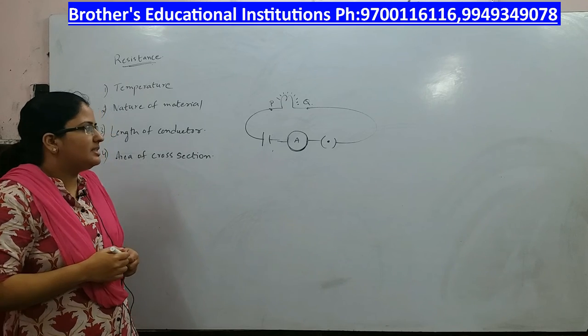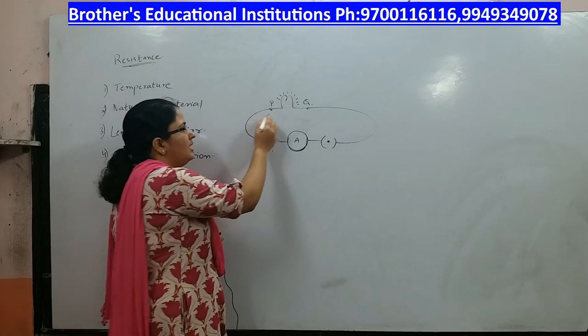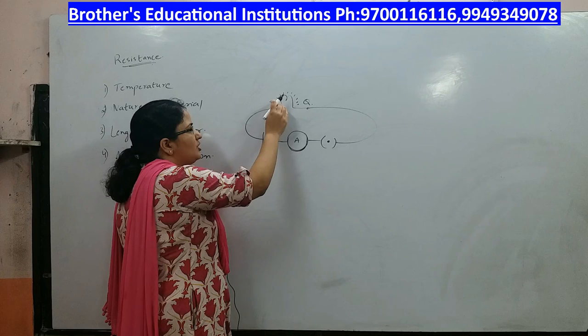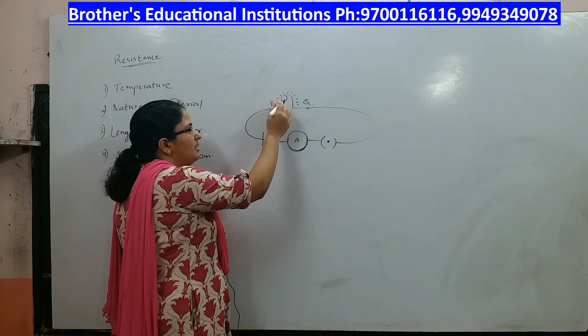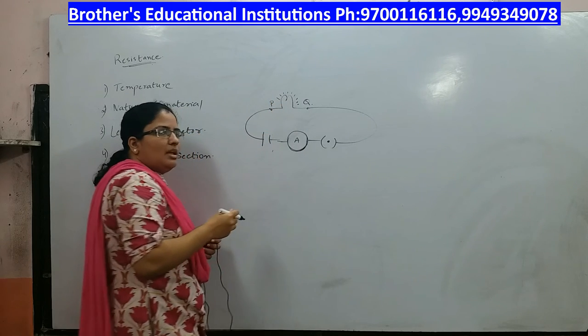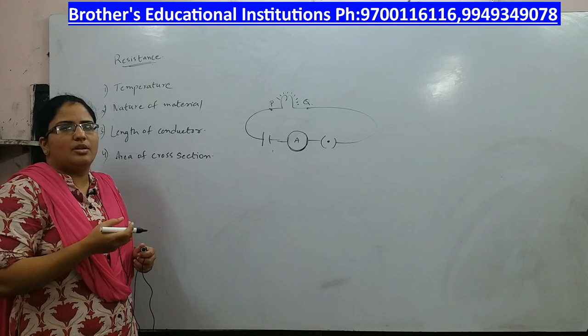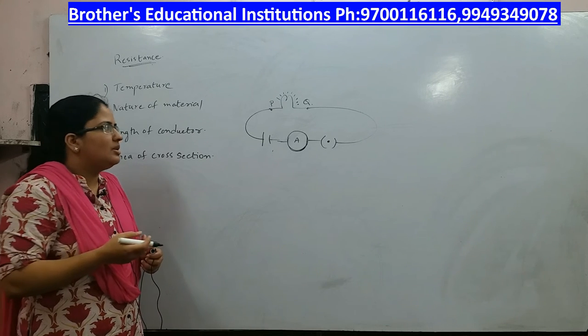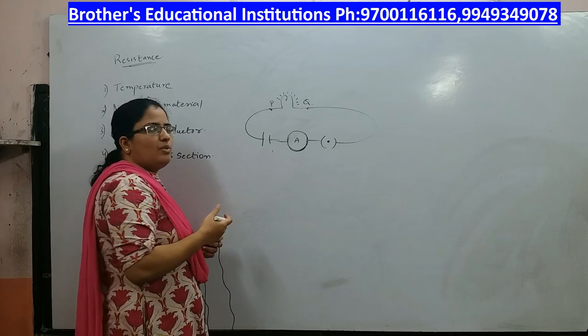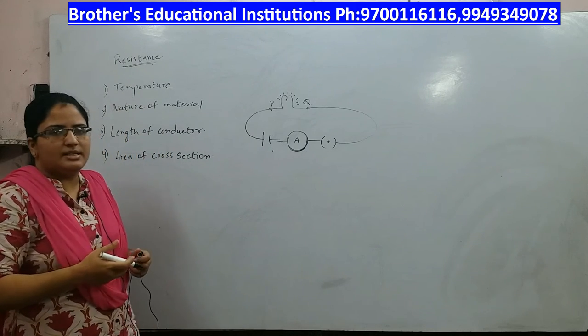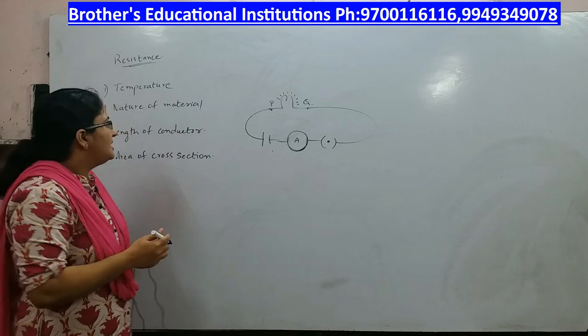Why does it increase? As the electrons are moving continuously, the temperature of the wire increases, because the collisions between the electrons and the lattice ions increase. So as the temperature increases, the resistance increases. So that is about temperature.